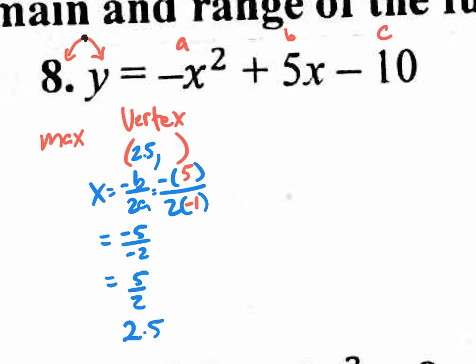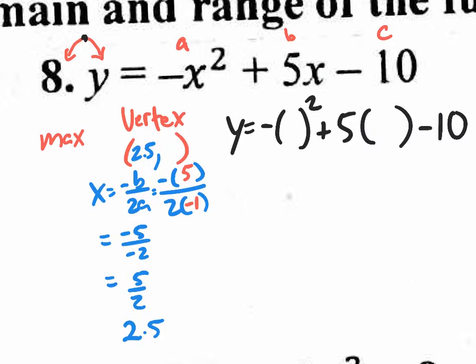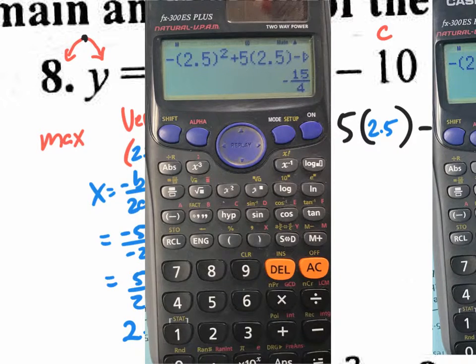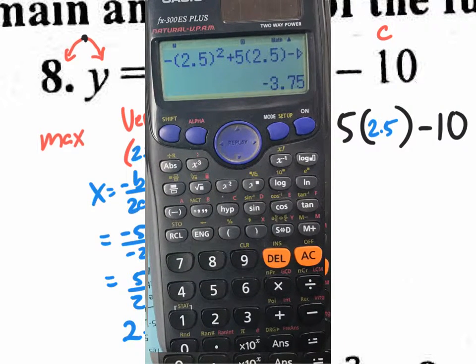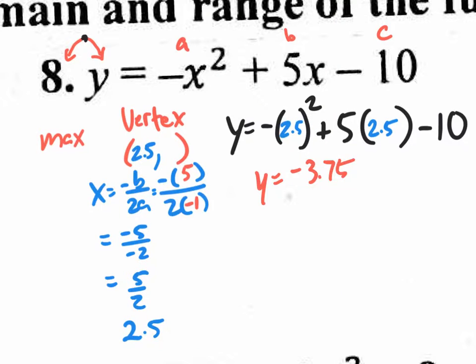So how do we find the y value once we already have the x? Plug it in. So you have y equals negative x squared plus 5 times x minus 10. All you have to do is put in the 2.5 right there, 2.5 right there, and do it on a calculator. So on a calculator, we get negative 15/4 when we type it in exactly the way it is, and you can switch to a decimal, it's negative 3.75. So our y value is negative 3.75, so the vertex is 2.5, negative 3.75. Whoop, that's ugly.